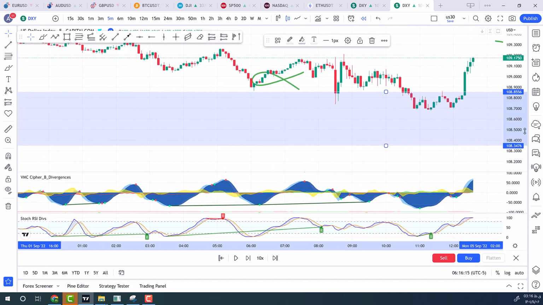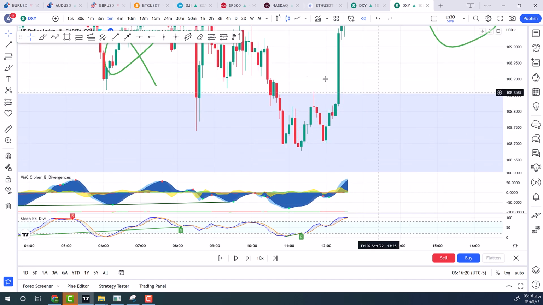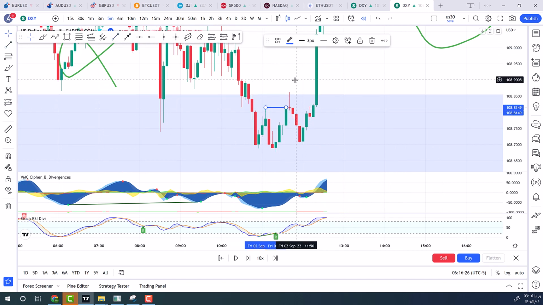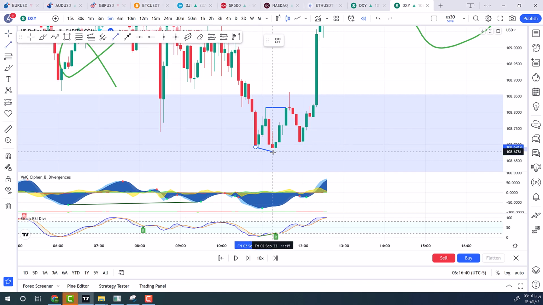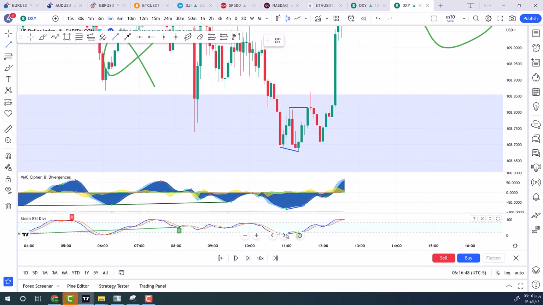I was paying attention to macro structures, and this minor structure showed us a shift. You can see that sometimes the market is so subtle and you should pay attention to smaller details. For example, here it is a lower low, but these two indicators are showing us higher low, and this is showing us a higher low as well.